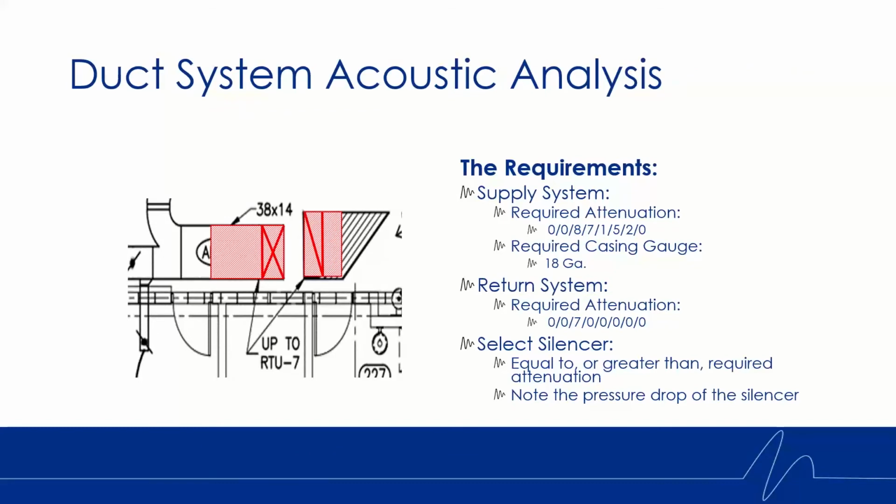So here's the outcome of the analysis. On the supply side, we have a required attenuation from the analysis. We know that the casing gauge is going to need to be 18 gauge minimum to hold in that breakout noise. On the return side of the system, we know the required attenuation is going to be 7 in that 250 hertz band. So when we go to select a silencer or noise control product, we need to make sure that the attenuation is greater than or equal to that required attenuation that we just calculated. And we also want to note the pressure drop of the silencer, and we'll talk about that in just a minute here.